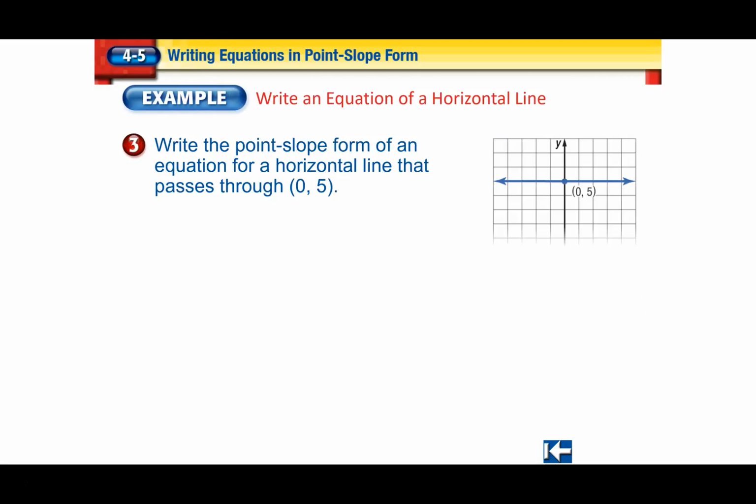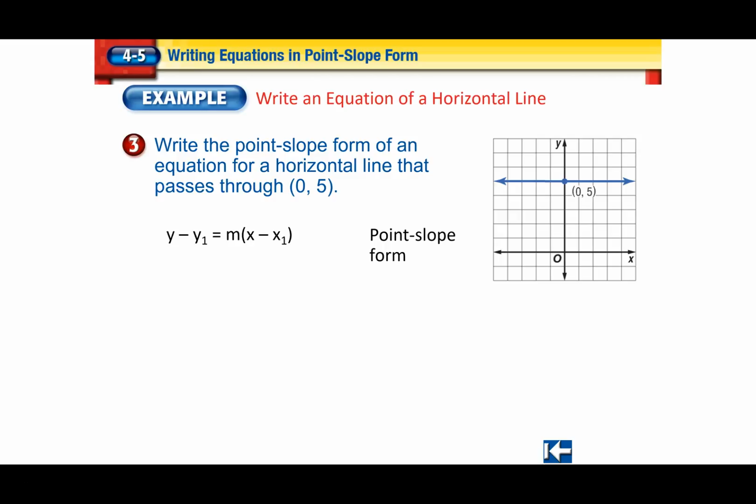Keep rolling here. Write an equation of a horizontal line. So using point slope form, write an equation for a horizontal line that passes through 0 and 5. So we take our point slope form. We know that a horizontal line has a slope of 0. So after we simplify it all out, it doesn't matter what's on the right-hand side. The only one that matters is on the left. So y minus 5 equals 0.